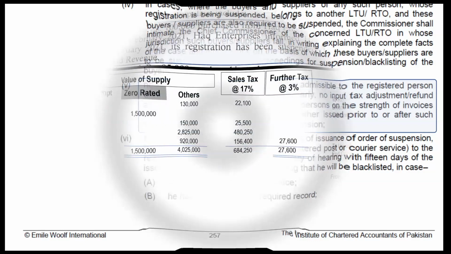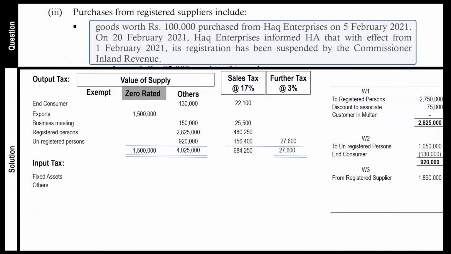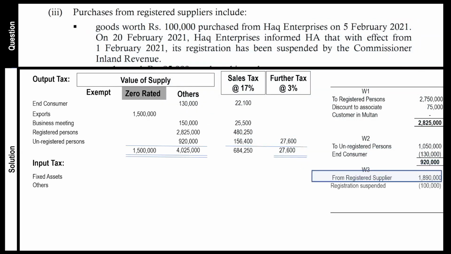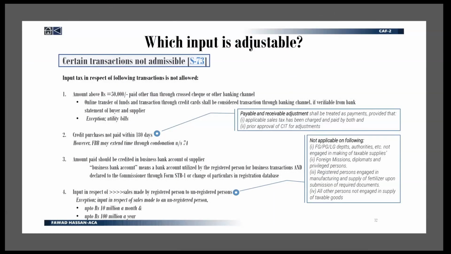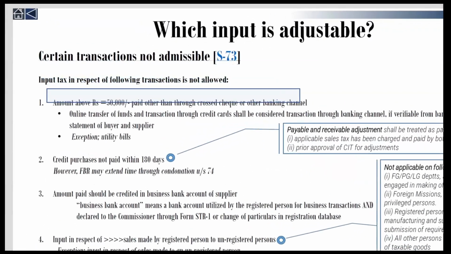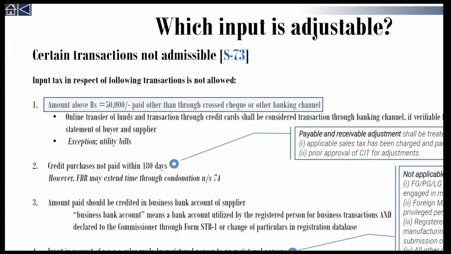Move back to solution. We cannot claim input tax on purchases made from a supplier whose registration has been suspended. Deduct rupees 100,000 from purchases figure. Next information is about purchases whose payment was made in cash. Recall notes slide for section 73. Purchase above rupees 50,000 must be paid through banking channel. Otherwise input tax on these purchases cannot be claimed.